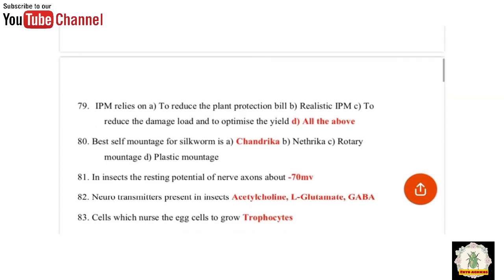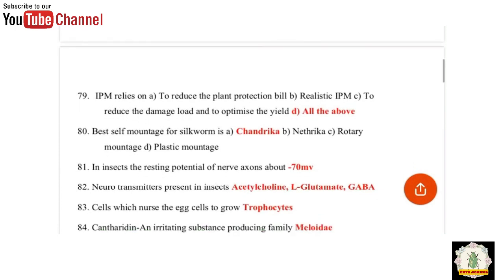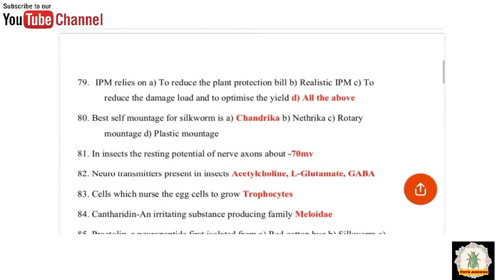Next is cells which nurse the egg cells to grow. The cells which nurse the egg cell are called trophocytes. Cantharidin, an irritating substance producing family. This family is Meloidae, and the insect that produces cantharidin is the blister beetle, and this beetle causes blisters on the skin upon coming in contact. That's why this beetle is known as blister beetle.